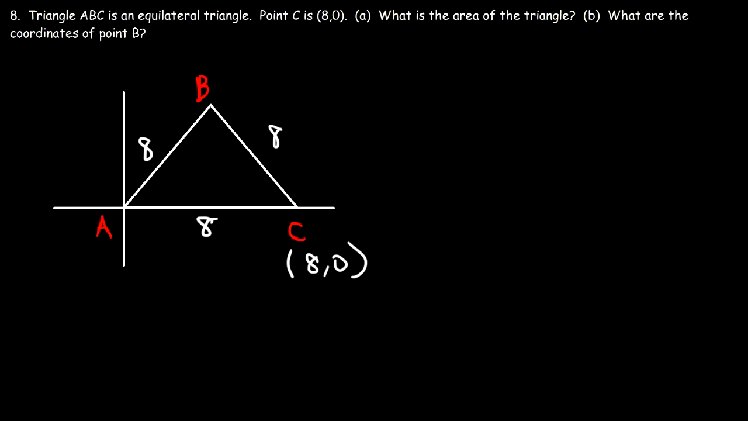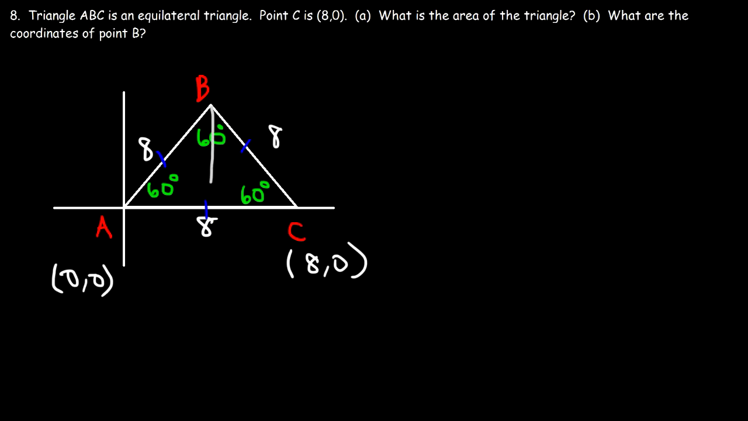What are the coordinates of point B? So point A is clearly (0, 0). But what about point B? Now for an equilateral triangle, because all 3 sides are the same, the 3 angles are congruent. So 180 divided by 3 is 60. So each angle has a measure of 60 degrees.